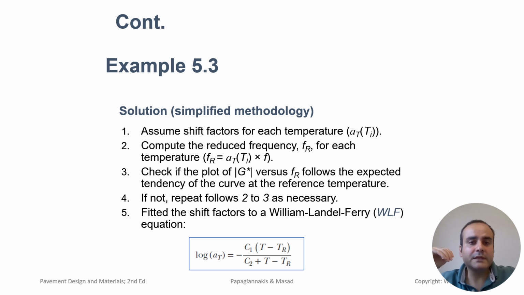We start with assuming shift factors for each temperature. Then we compute the reduced frequency for each temperature. We check if the plot of G star versus reduced frequency follows the expected tendency of the curve at the reference temperature. If not, steps 2 and 3 should be repeated as necessary. Then we fit the shift factors to a Williams-Landel-Ferry equation, which is given on this slide.